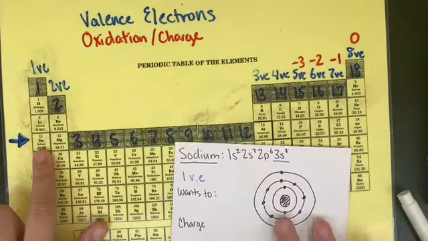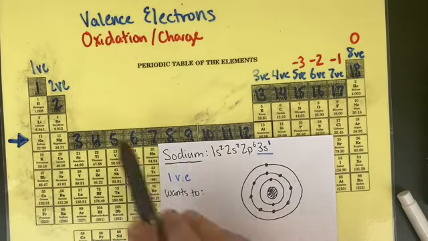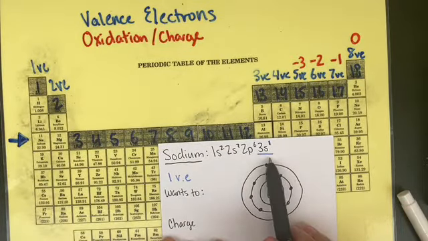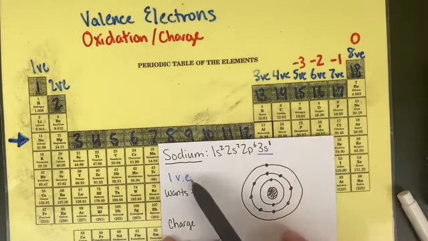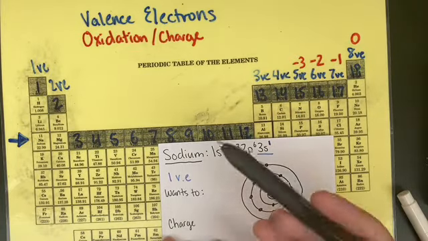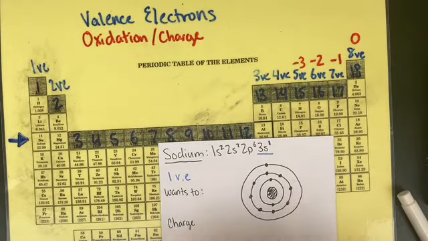So let's look at sodium as an example over here. So here's sodium's electron configuration. We said it has 1 valence electron. So you might think that since it has 1 valence electron, it wants to get to 8. You would think that sodium might want to gain 7 electrons. But that's not the case, and let me show you why.